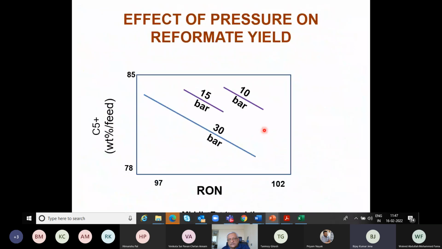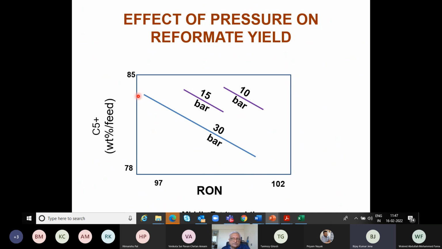Coming back to the effect of pressure on reformate yield, as you go down on pressure for the same octane, my C5 plus yield goes up. What I meant by octane barrel, you can now see very clearly: if my liquid yield is 85 or something like 80%, and my octane is 100, that is called the octane barrel, 100 into the liquid yield.